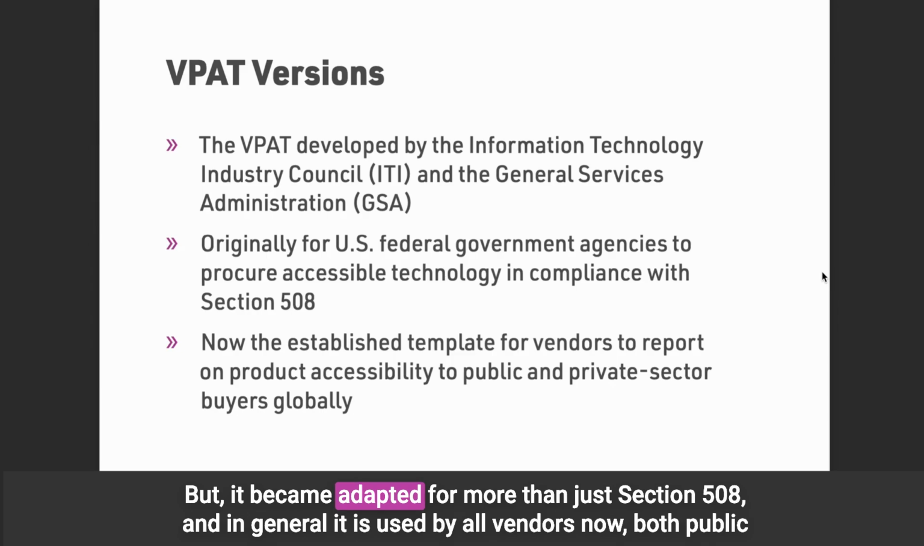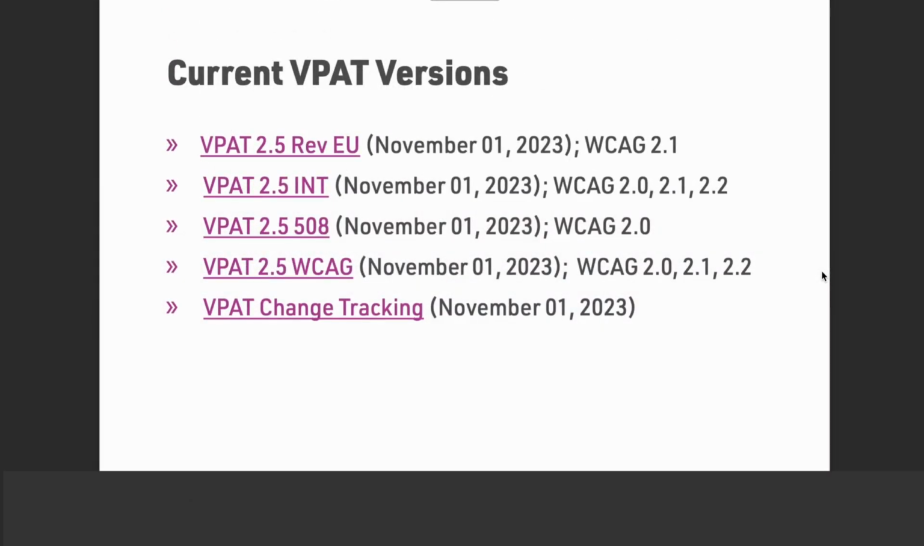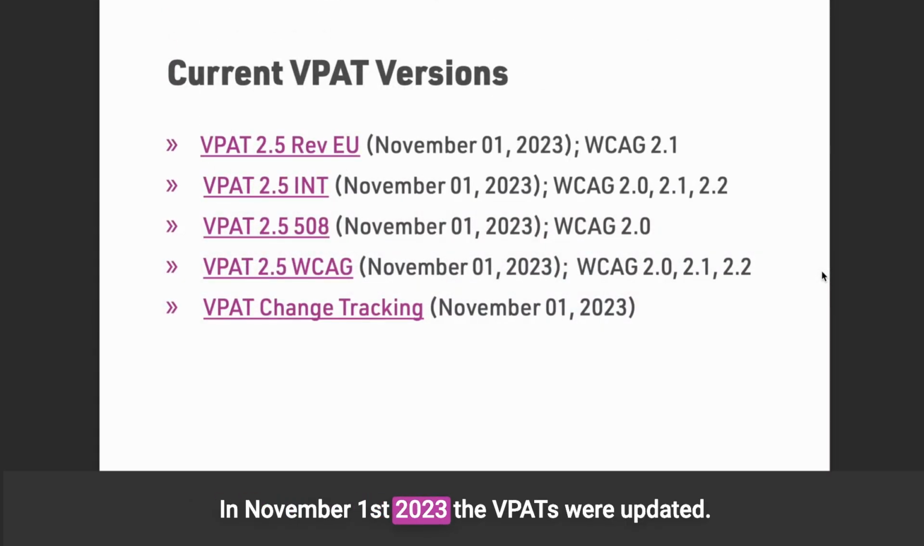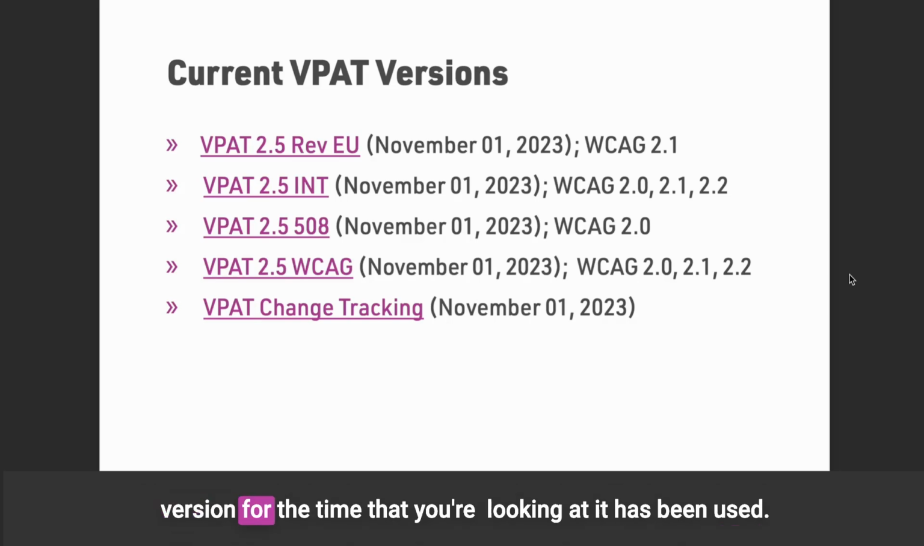But it became adapted for more than just Section 508, and in general it is used by all vendors now, both public and private sector, and it is international as well, for vendors to report their products' accessibility. On November 1st, 2023, the VPATs were updated, so when you are looking at an ACR and it's using a particular VPAT as its basis, it is important to make sure that the updated version for the time that you're looking at it has been used.